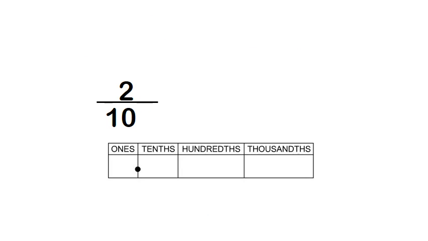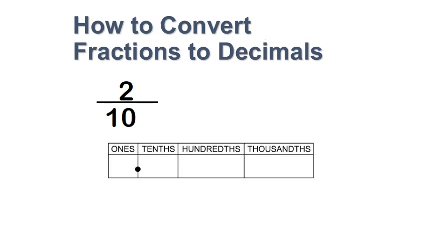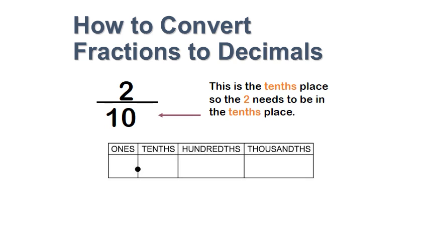Now look at this number. I have 2 over 10. So I have only one digit in the decimal part, in the tenths actually, which is 2. So it's 0.2.